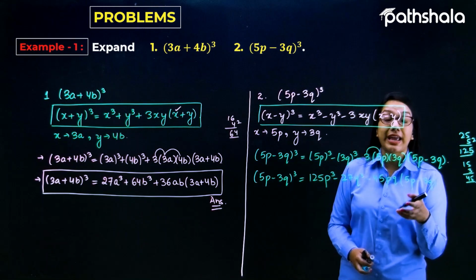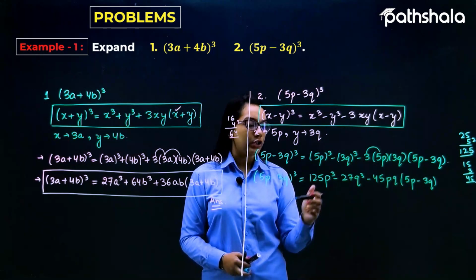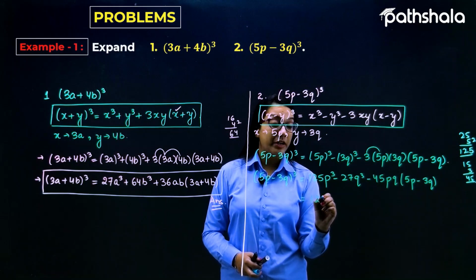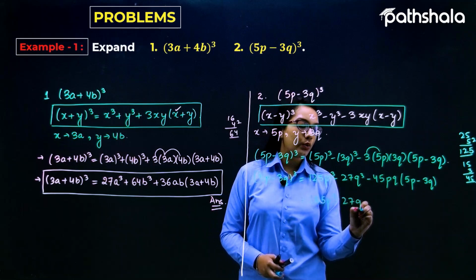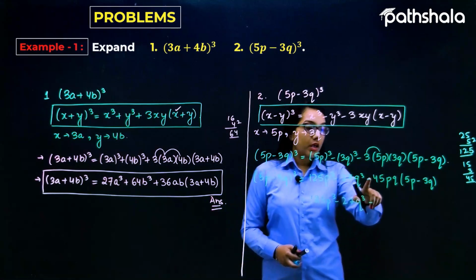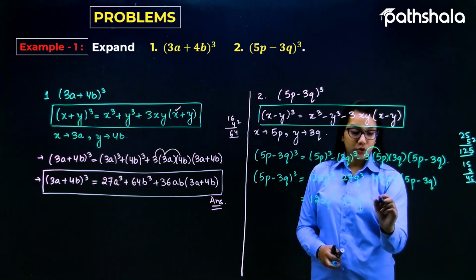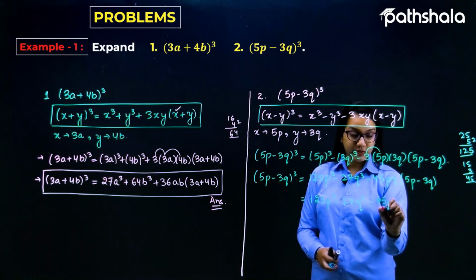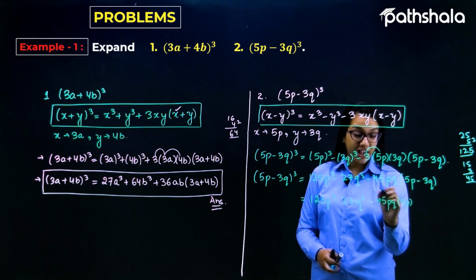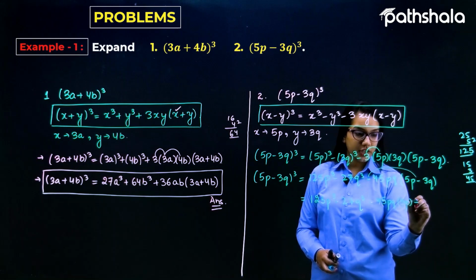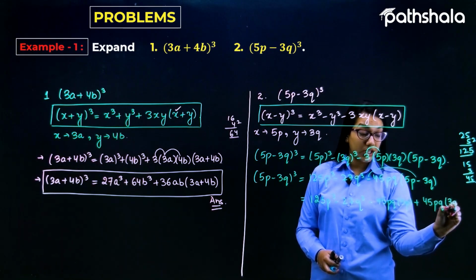So let us suppose I am expanding it further. We can say this is our answer, but we can also expand it further as 125p cube minus 27q cube minus 45pq into 5p. Let me write it as minus 45pq into 5p. Further, negative would be positive, and again we have 45pq which is multiplying with 3q.